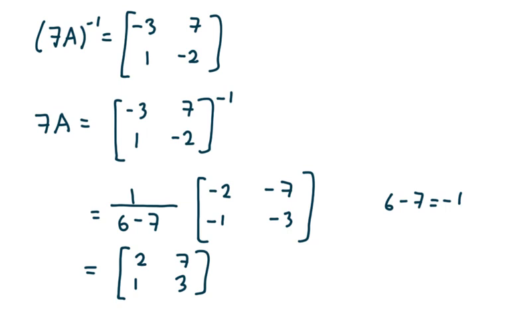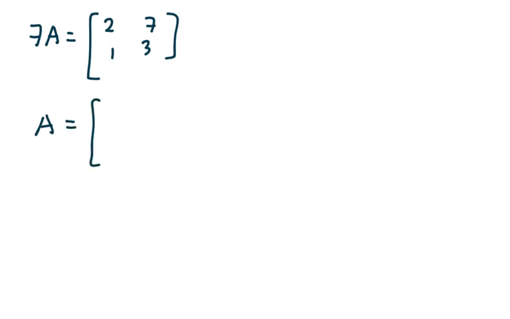So let's talk about this. So 7A is the matrix 2, 7, 1, 3. But are we in agreement that A is then the matrix 2 sevenths, 1, 1 seventh, 3 sevenths? And that's how we do problem number 15. Let's take a look at problem 16. 16's good.